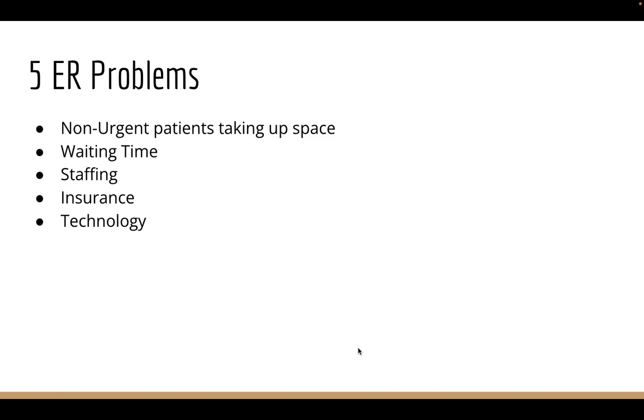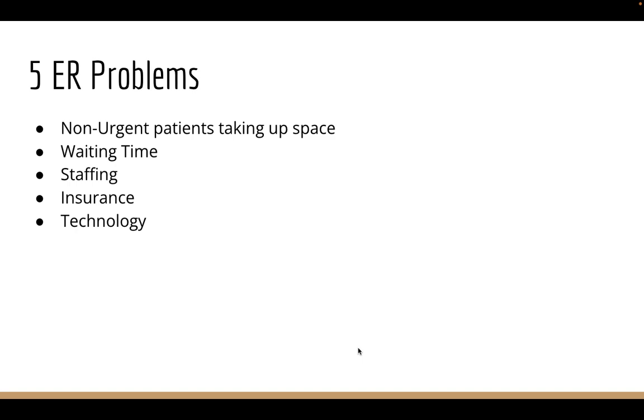So the 5 ER problems that I chose was non-urgent patients taking up space, which could be solved by the urgent care that I attached. This would be because it would help to refer patients who have less serious conditions or issues to that urgent care to free up spots and space for patients with potentially more serious illnesses or diseases.